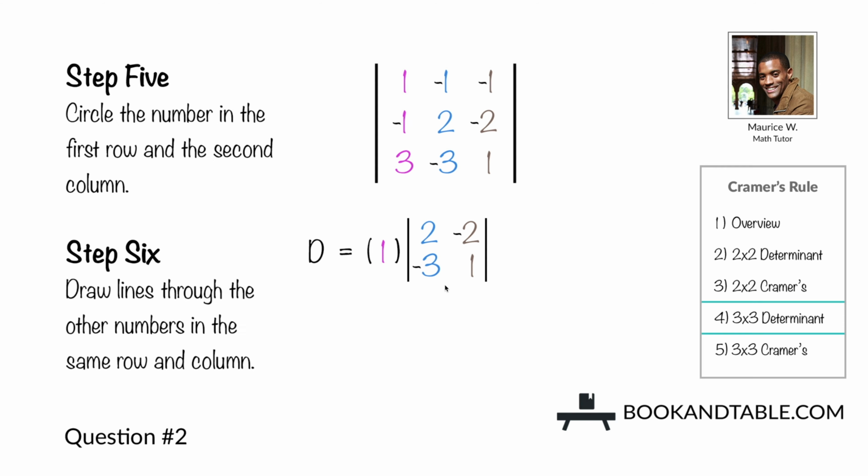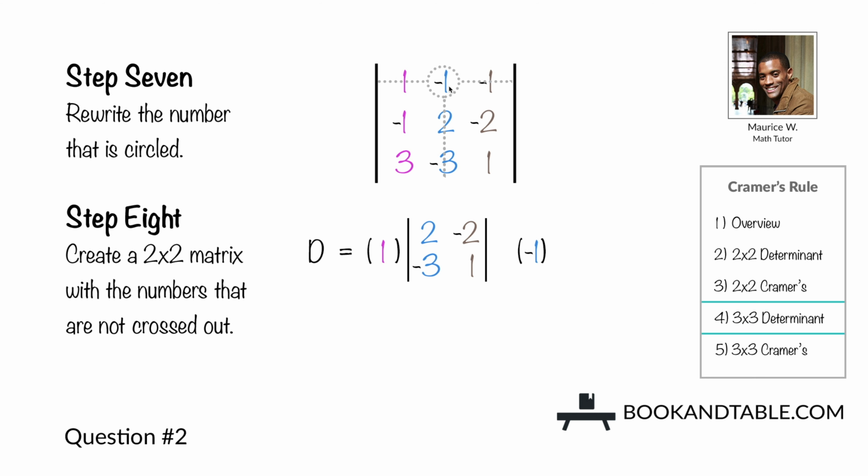We then move on to the next number in that row. So we go from +1 to -1. And now step 5, circle the number in the first row in the second column. And step 6, draw lines through the other numbers in the same row and column. So cross those out, cross these out. Step 7, rewrite the number that is circled. That would be -1. In step 8, create a 2 by 2 matrix with the numbers that are not crossed out. -1 and 3 from column 1, and -2, 1 from column 3. So this is the resulting 2 by 2.